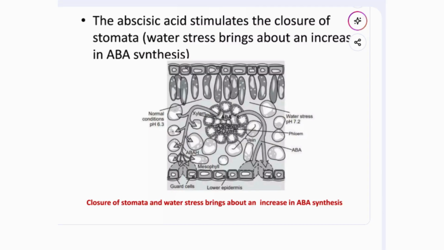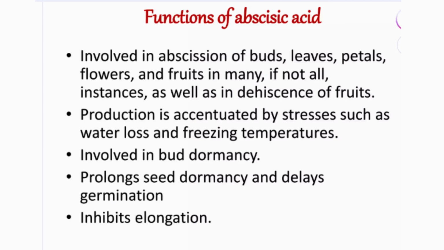Abscisic acid stimulates the closure of the stomata; water stress brings about an increase in abscisic acid synthesis. Abscisic acid is involved in the abscission of buds, leaves, petals, flowers, and fruits in many, if not all, instances, as well as in the dormancy of fruits. Production is accompanied by stresses such as water loss and freezing temperature.